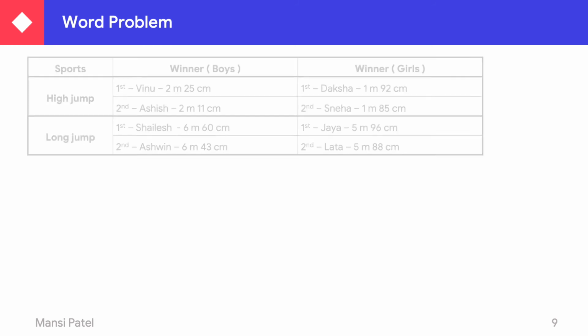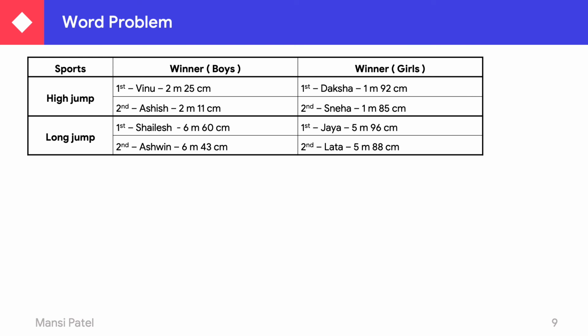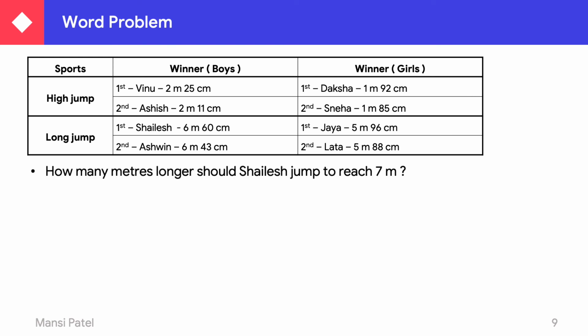Let us see another question from the table. How many meters longer should Shailesh jump to reach 7 meter? What is the measurement of Shailesh's long jump? It is 6 meter and 60 centimeter. If he wants to reach 7 meter, then how many meters longer should he jump? Let us see from this.